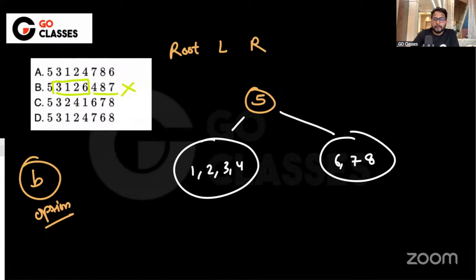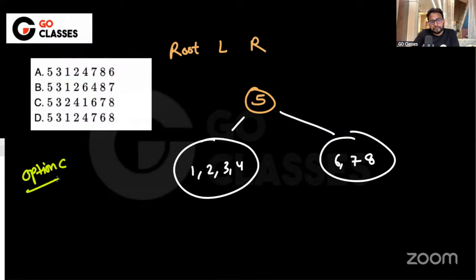Okay. Now, let's deal with option C. Option C is saying 5 is there. On the left, 1, 2, 3, 4 is coming. On the right, 6, 7, 8 is coming. Now, 3 is the root. So here again, 3 is the root. I'm just dealing with the left part separately.